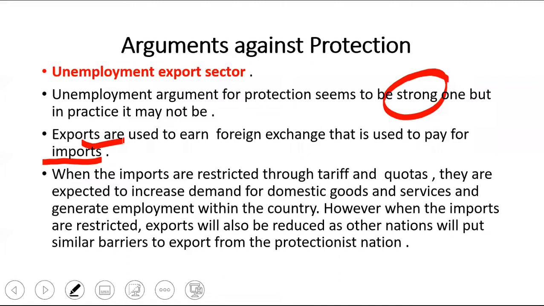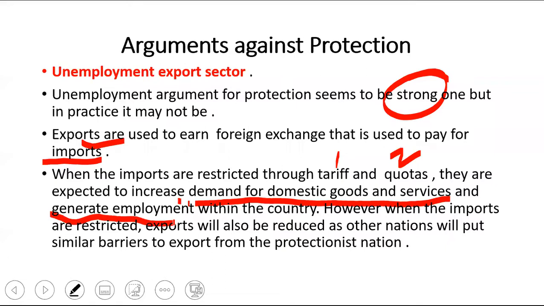But when the imports are restricted through tariff and quota, they are expected to increase demand for domestic goods. Look at what is written here. Government is imposing tariff and quota. Why does the government impose tariff and quota? So that imports will become less. When imports reduce, what should happen? Demand for domestic goods and services should increase, and this should increase employment.